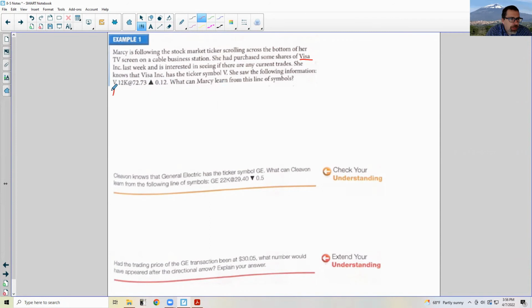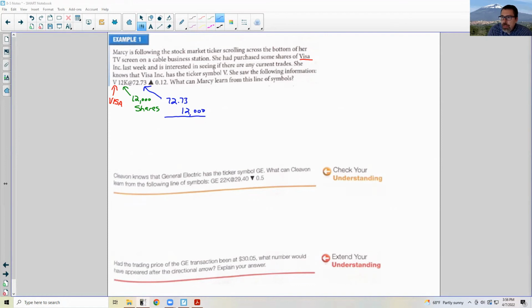Okay, well, this right here tells us it was Visa. This tells us that there were 12,000 shares. That was the volume of the most recent trade. So the most recent trade traded 12,000 shares. Someone bought 12,000 shares and they bought them at $72.73 per share. So I could take 72.73 times 12,000 and see how much that person or company spent. So let's just do that just for kicks, just to give you an idea.